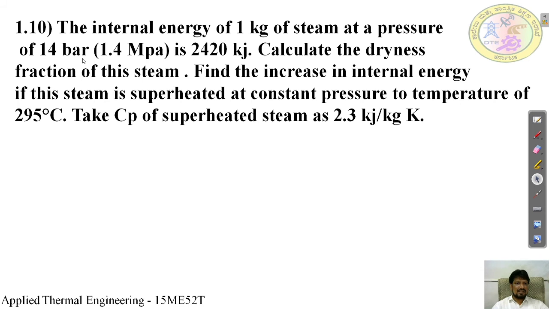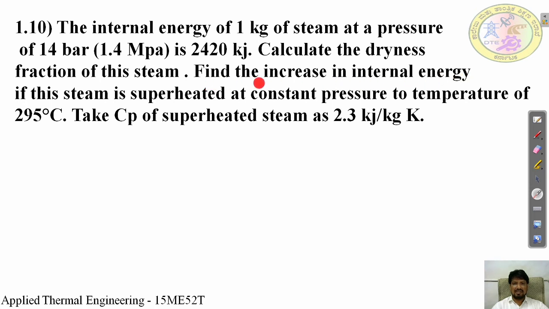Now the last one is the given problem. The internal energy of 1 kg of steam at a pressure of 14 bar or 1.4 megapascal is 2420 kilojoules. Calculate the dryness fraction of this steam. So here you calculate the x value, the dryness fraction, which is not given. That value you have to find out. Then also find the increase in internal energy.